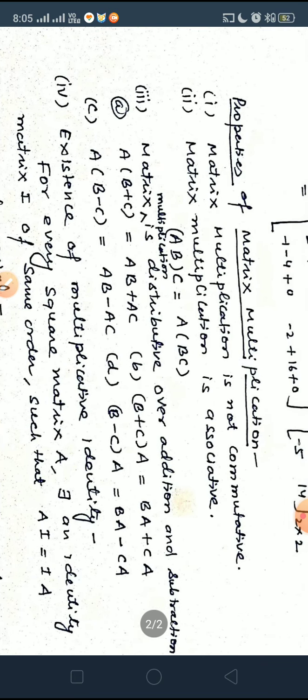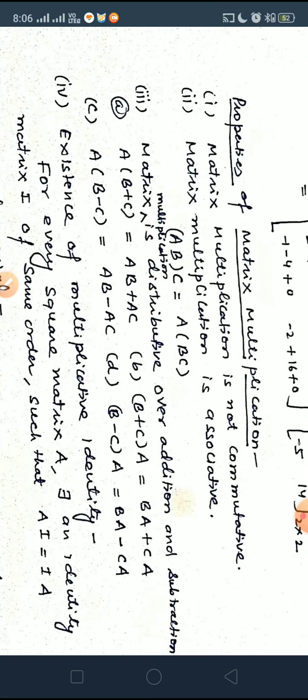For matrix multiplication, A into (B plus C) is equal to AB plus AC, and property B: (B plus C) into A is equal to BA plus CA. And for subtraction, A into (B minus C) is equal to AB minus AC, and property D: (B minus C) into A is equal to BA minus CA. So the distributive property is satisfied over addition and subtraction both.